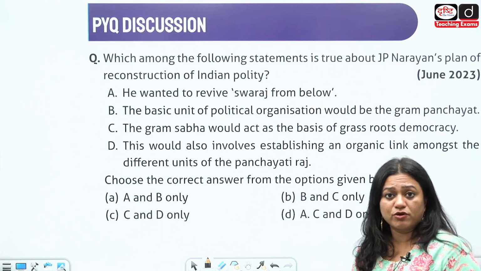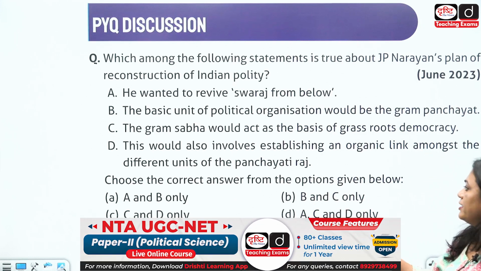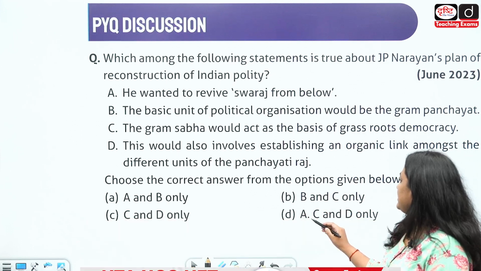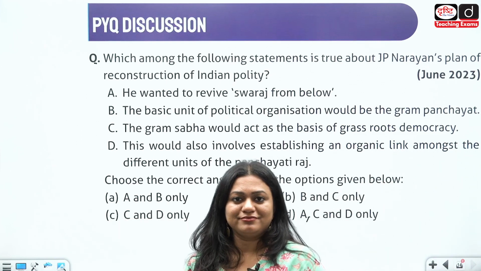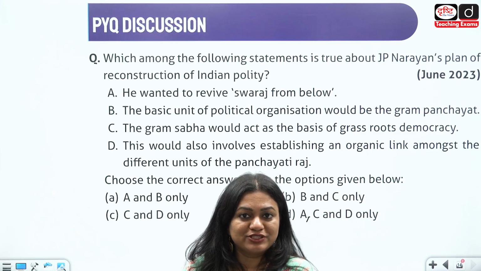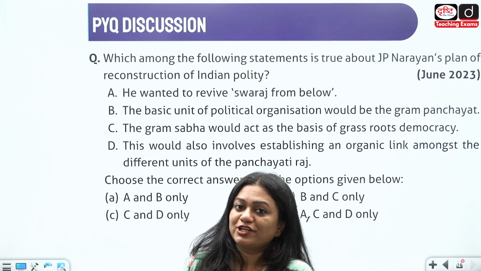Here you have the four options. Option A, A and B only. Option B, B and C only. Option C, C and D only. And option D, A, C, D only. So this question is very tricky. You have to go through the writings as well as the information associated with Jayaprakash Narayan. Read them first. After that, try to answer this question.